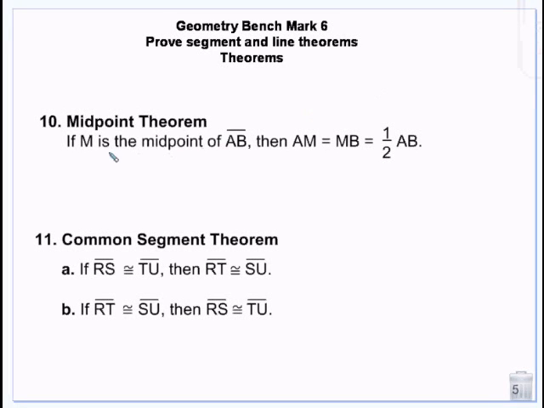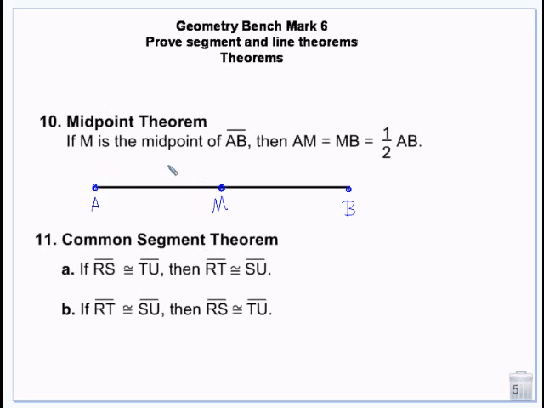All right, the midpoint theorem says if M is a midpoint of AB, so what we do is we have a segment, which I'm not feeling capable of drawing straight lines right now, so I have a segment, right? And I have A and B, and M is the midpoint. Okay.